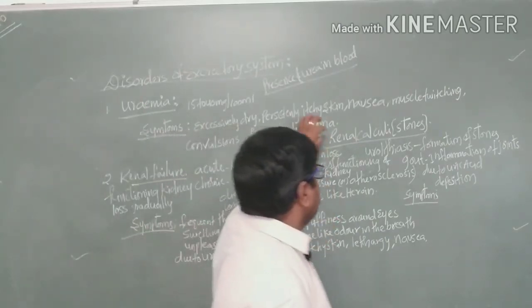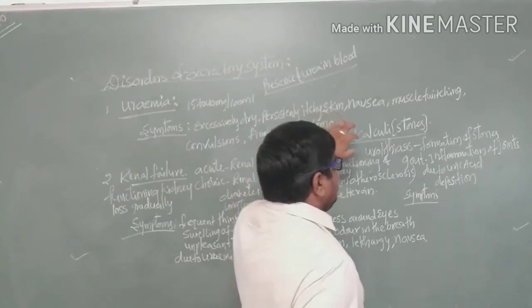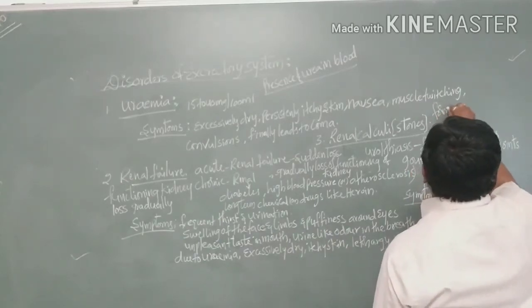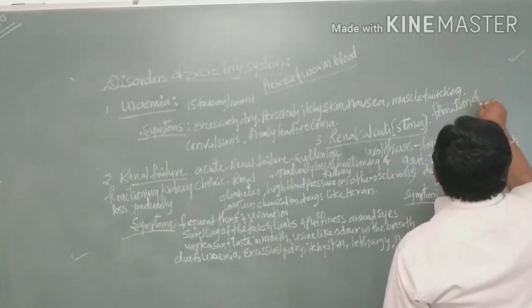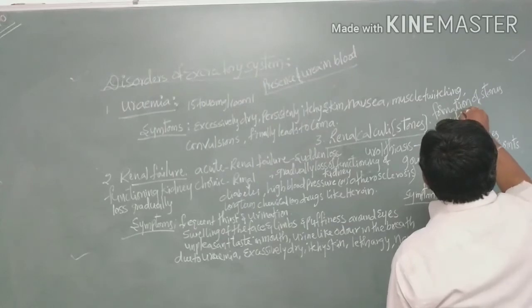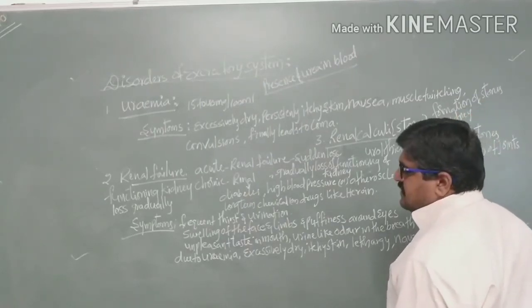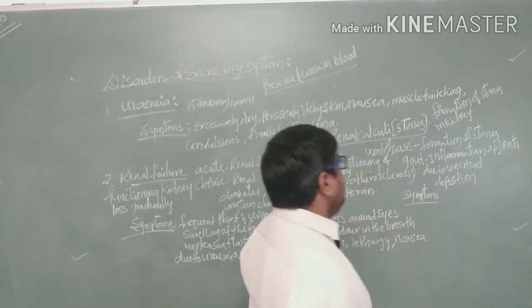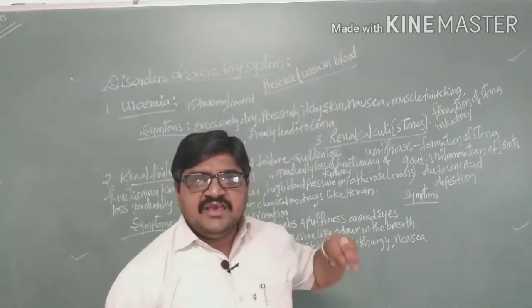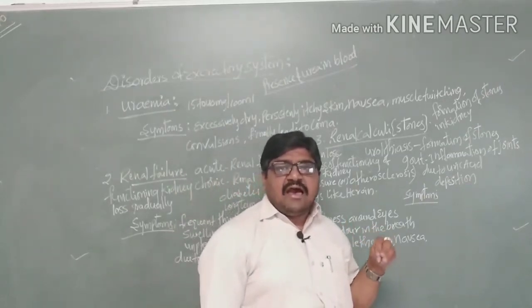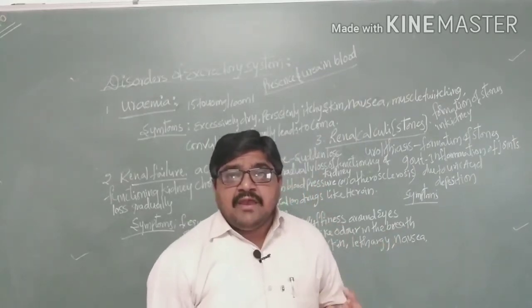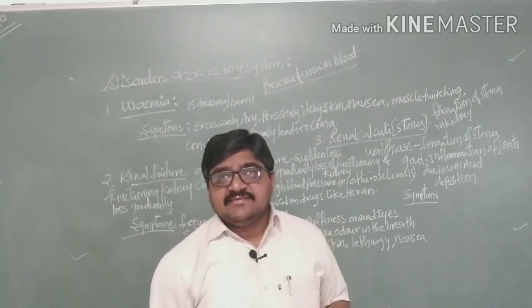Next, coming to the third one, that is renal calculi. What is renal calculi? It means the formation of stones in the kidneys. Calculi means stones. Stone formation takes place in the kidneys, which obstructs urination. The symptom is painful urination.